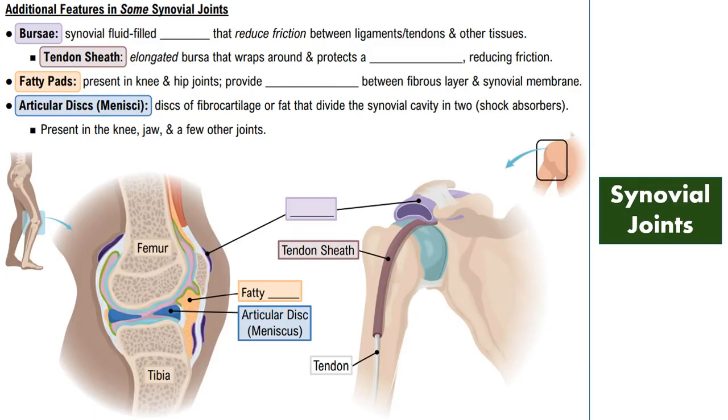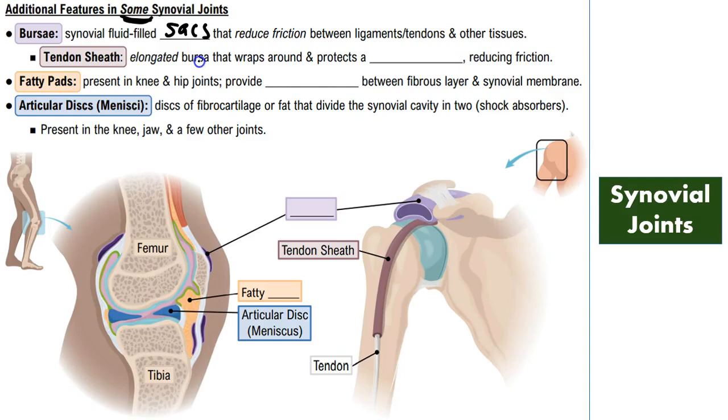Now let's look at some additional features in some synovial joints. It's not in all of them, it's just in some of them. The general features we saw before are in all of them. These particular features are only in some of them. So first is the bursa or bursae. These are synovial fluid-filled sacs. What is their goal? To reduce friction between ligaments and tendons and other tissues.